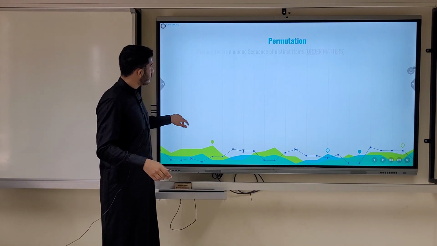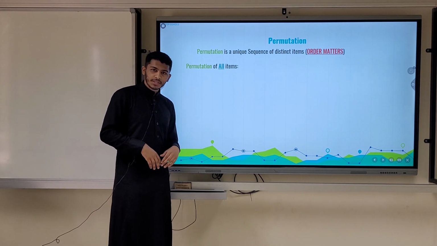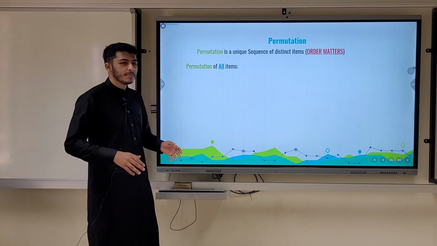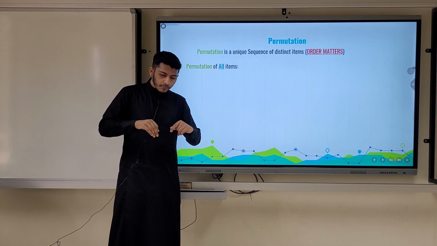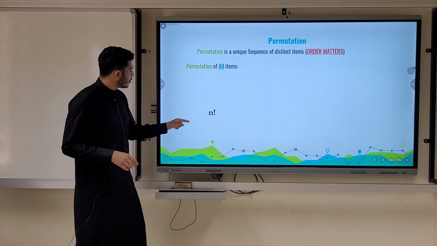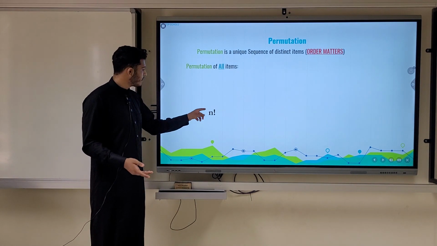The first formula is the permutation of all items. So as we said, we have 4 books. Let's say we want to find the permutation for them, the ways we can arrange them on the shelf. We're going to use this formula, which is n factorial, the number of items factorial. So in the case of the books, it's going to be 4 factorial.